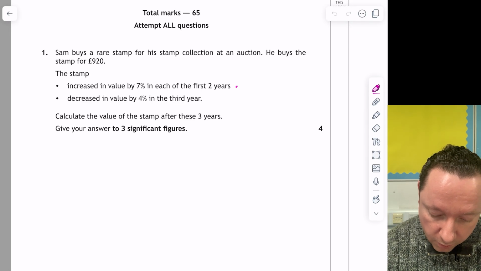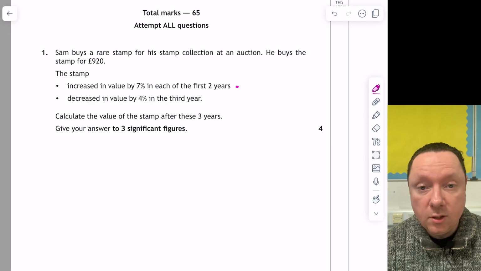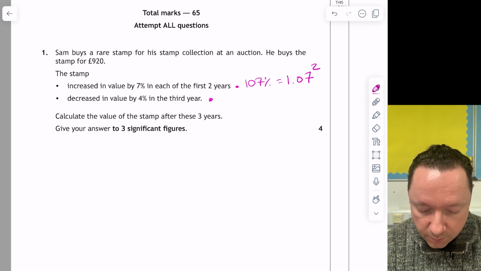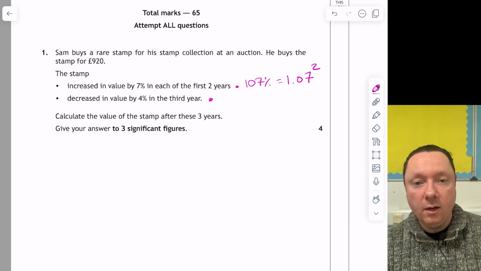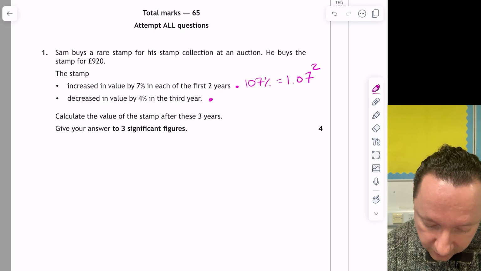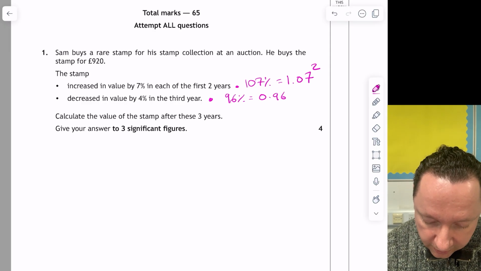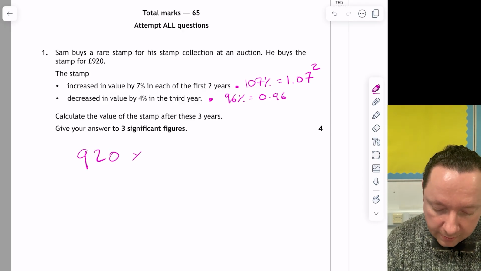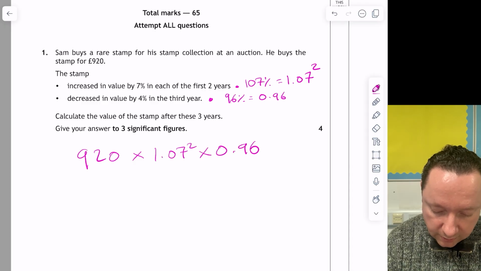So for the first bullet point, I've got 7%. So I need to work that out as an appreciation. So that becomes 107%, adding to 100, which is 1.07. And it's for 2 years, so that's going to be squared. For the next bullet point, I'm taking away from 100. 100 minus 4 is 96, so that's 96%, 0.96, and that's just for a year. So to work out his price, it's 920 times 1.07 squared times 0.96.